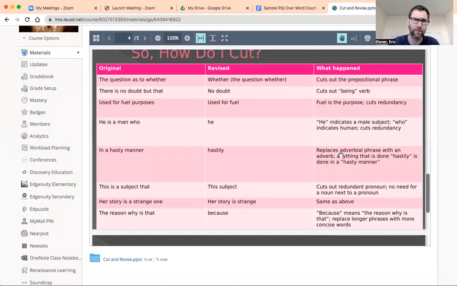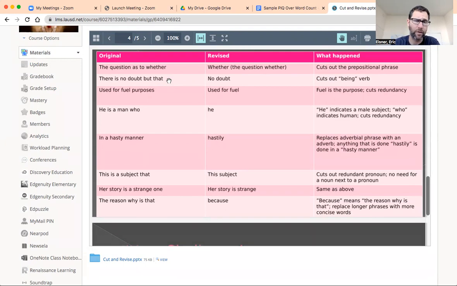It explains the reasons for the revisions, but the idea is that we do these things all the time. And it's important that we learn to kind of catch ourselves and to prevent ourselves from using these kind of extraneous phrases. So that way we write with clarity.